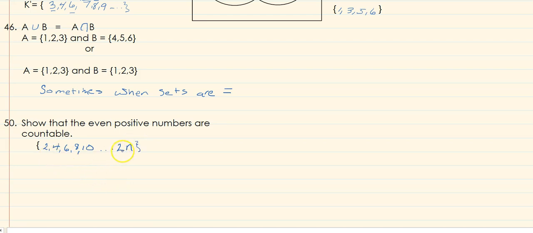The pattern is 2 times a number is countable. So 2 times 2 is 4. 4 is 2 times 2. 6 is 3 times 2. 8 is 4 times 2. 10 is 5 times 2. And this is how you would express that.